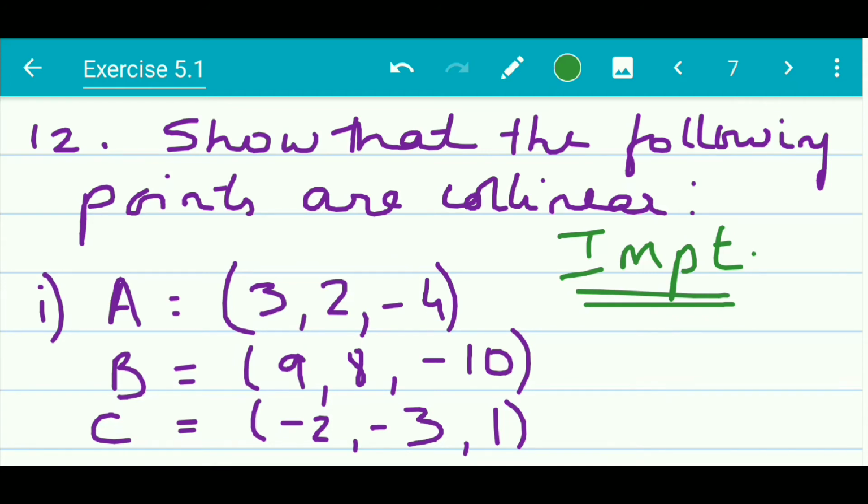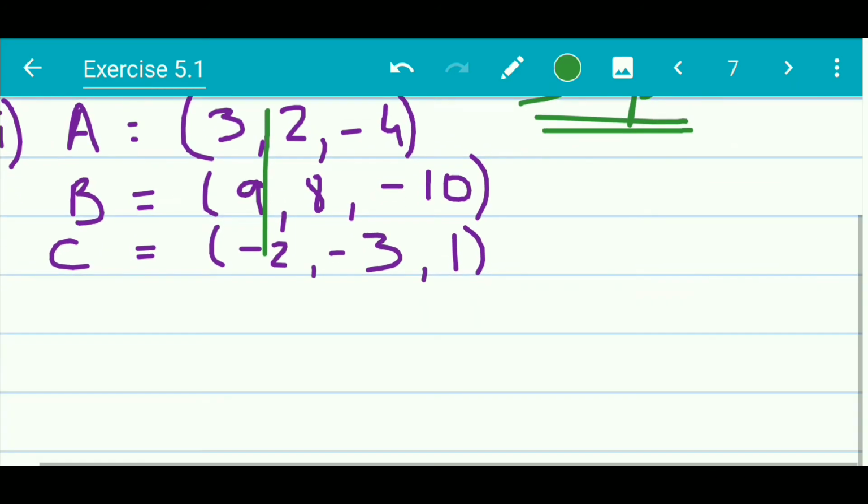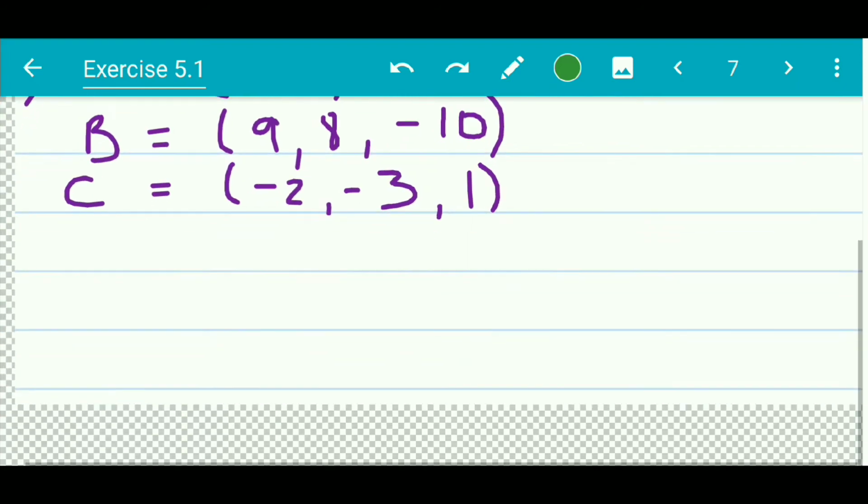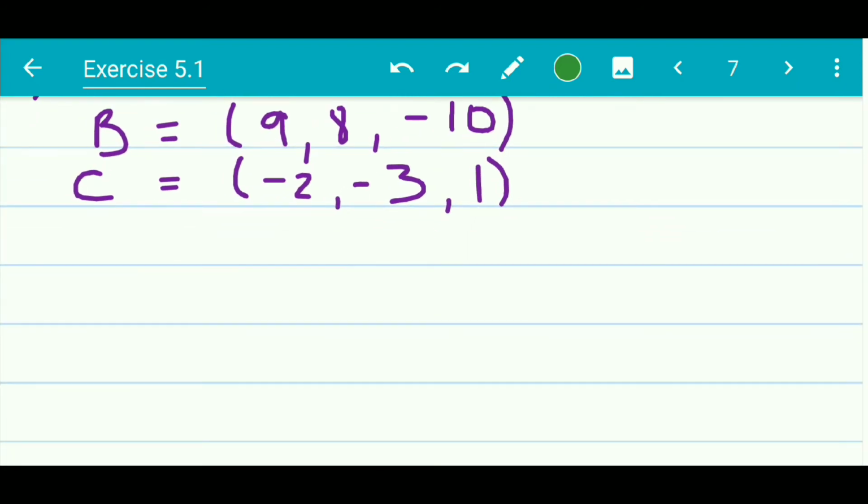Okay, so the question is, show that the following points are collinear. They have given us 3 points here. In the first question, they have given us 3 points, A, B and C. We have to show that these 3 points are collinear. Suppose A bar, B bar and C bar are the position vectors of these 3 points respectively. Then we can write them this way. Okay, so we say let A bar, B bar and C bar be the position vectors.